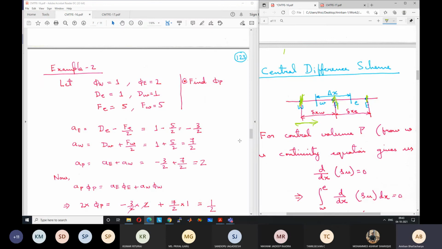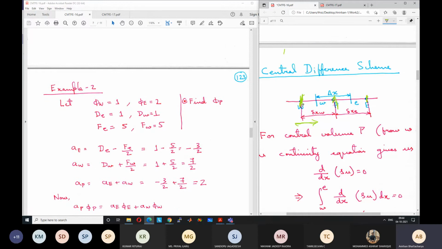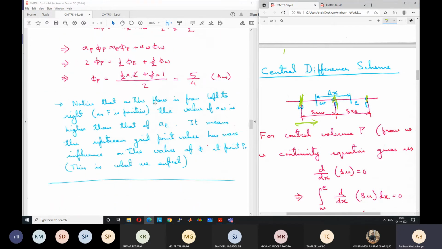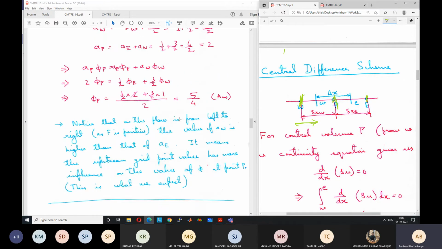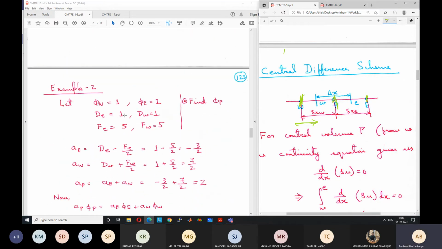So now, let us consider another case where the flow strength has increased. Phi W is 1, phi E is 2, the same as before. And diffusion also is the same, diffusion strength 1 for both the interfaces. But the advective strength is now 5. In both, obviously it has to be equal to satisfy continuity. So F at east is 5, F at W is also 5. And we need to find the value of phi P.